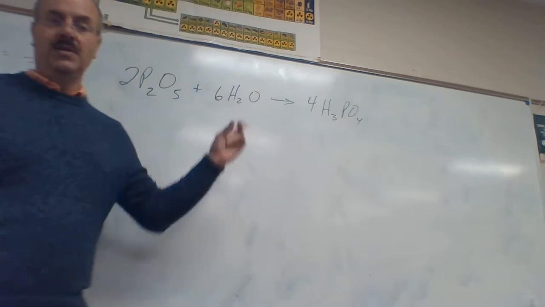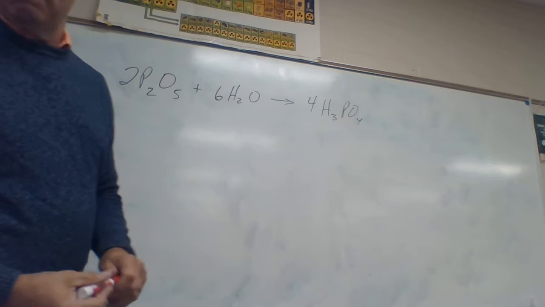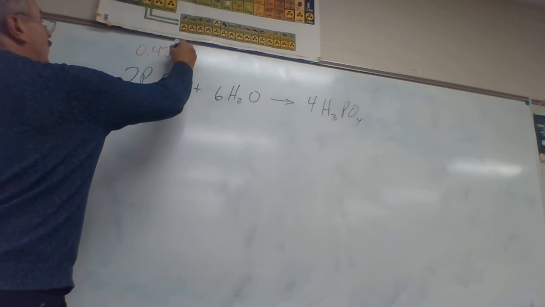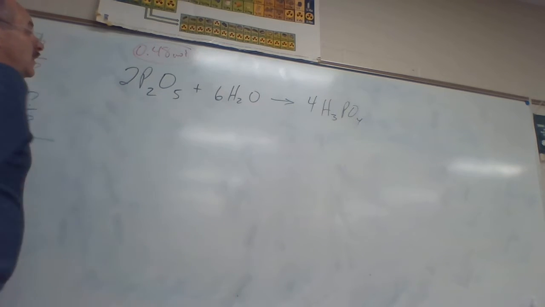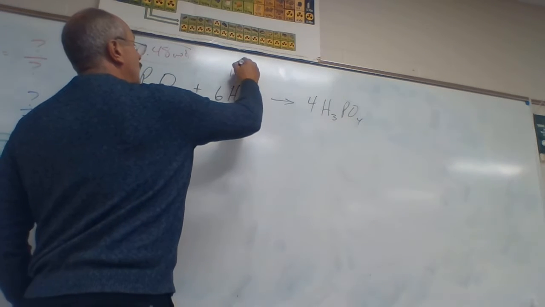All right, so we're back. Let's go over question number 3. So here's the balanced equation for question number 3. And they gave us 0.48 moles of P2O5, and we got 1.52 moles of H2O.